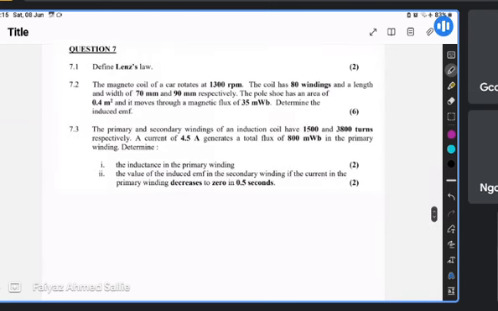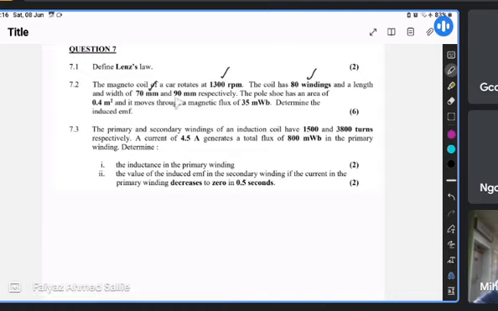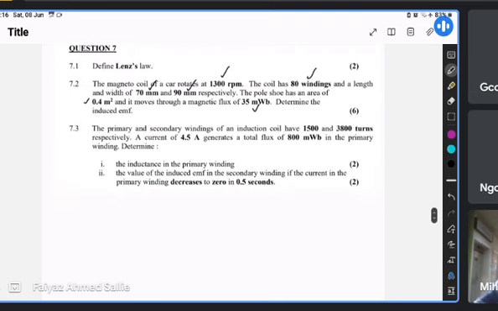So let's do question 7.2. Question 7.2 states that the magnetic coil of a car rotates at 1300 RPM. The coil has a winding of 800 and a length of 70 and a width of 90 millimeters, and the pole shoe has an area of 0.4 meters squared, and it moves through a magnetic flux of 35 microweber. Determine the EMF. So let's write all the given.